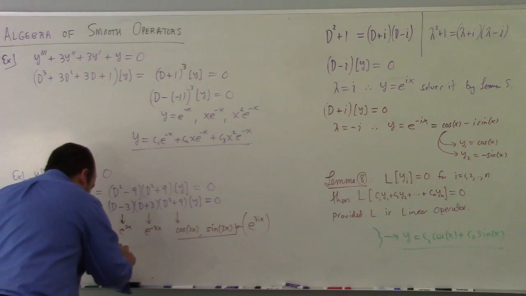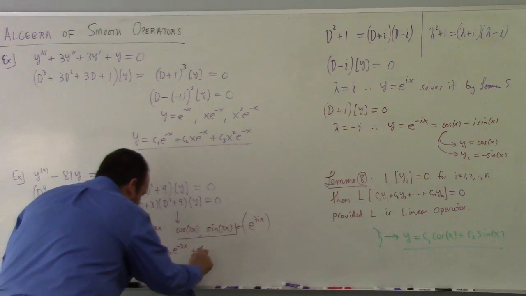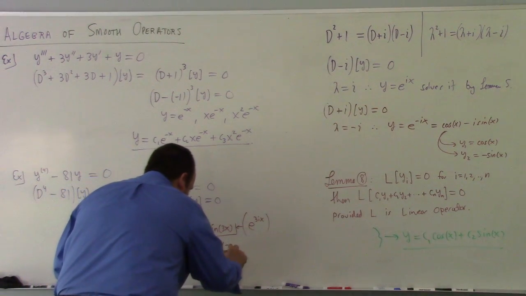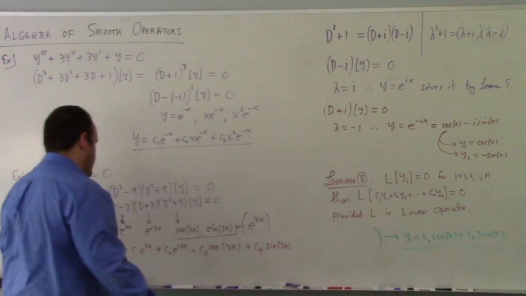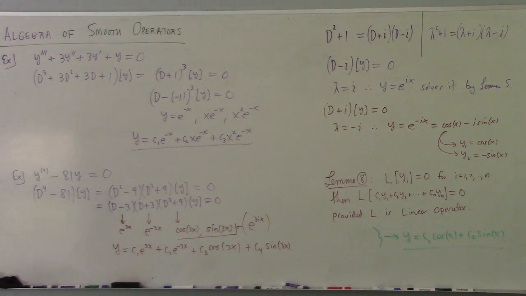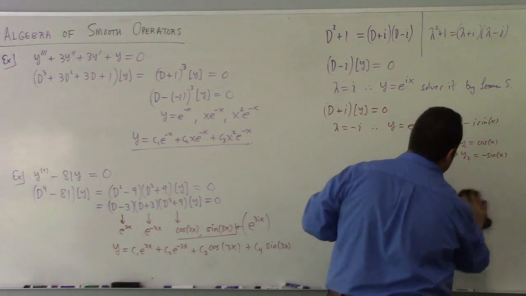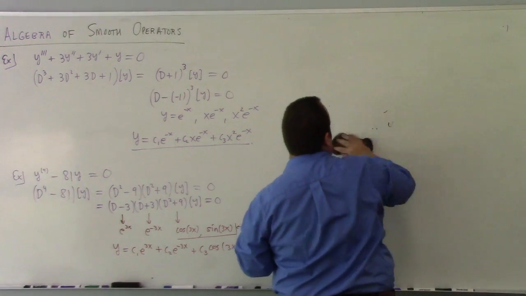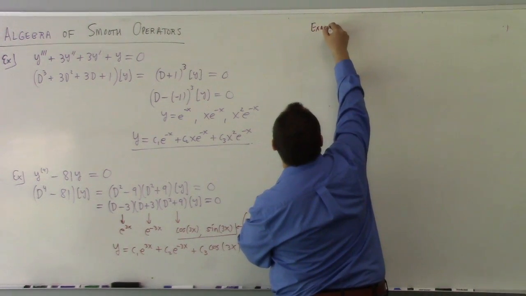So this one, the general solution, is c1 e to the 3x, plus c2 e to the minus 3x, plus c3 cosine 3x plus c4 sine of 3x. That's the general solution. Let's look at another example.